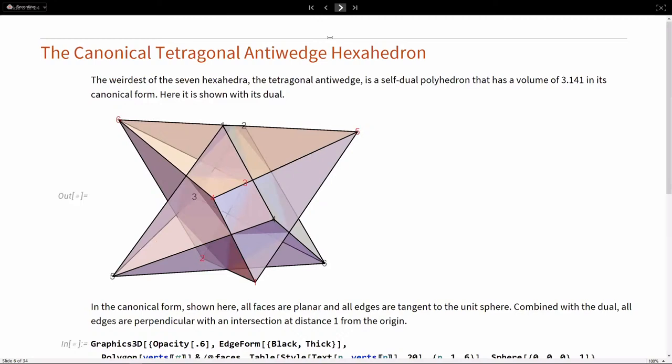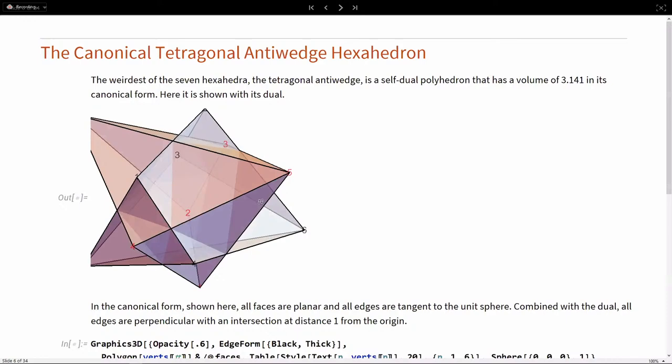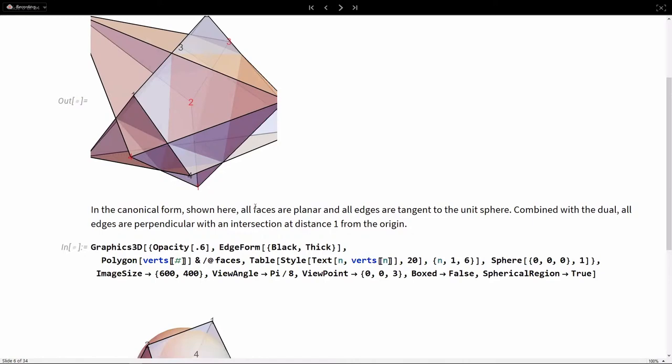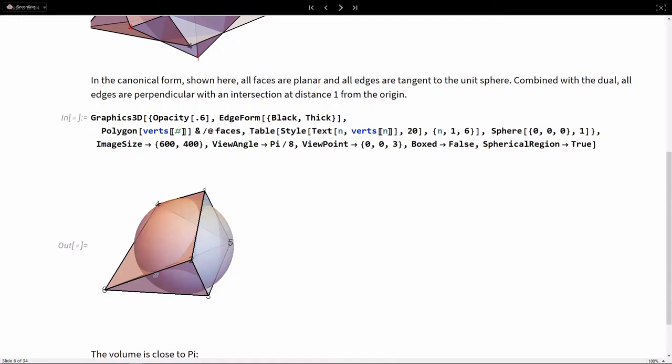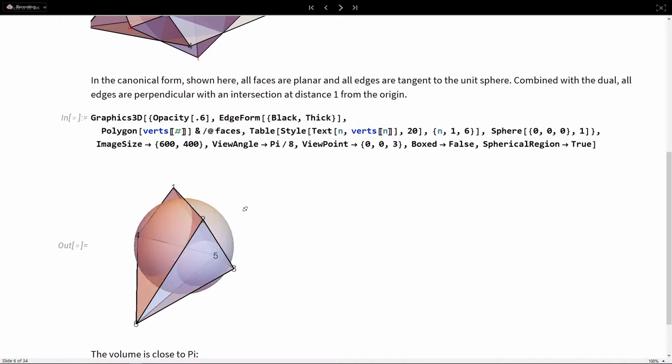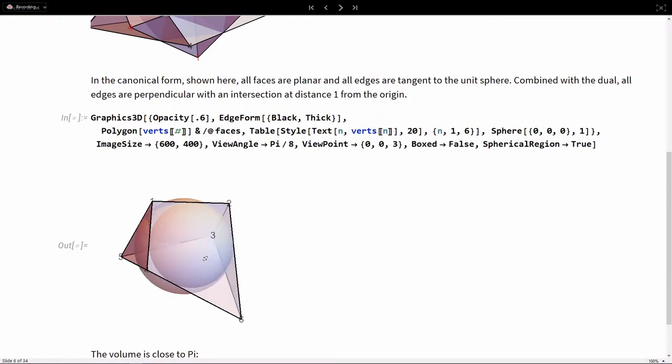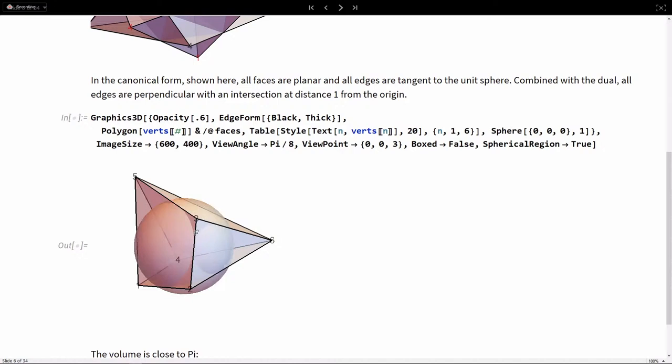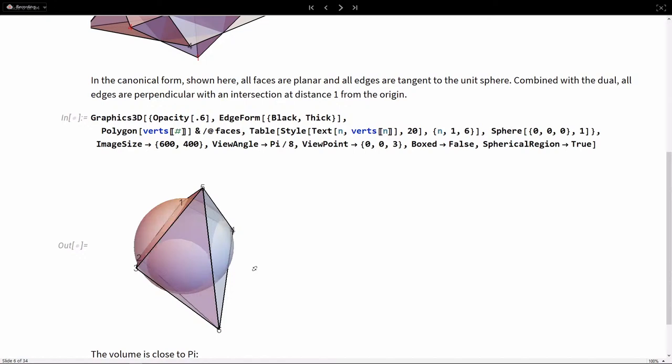There's other strange ways of getting pi. We can use the canonical tetragonal anti-wedge hexahedron, which is this object here. Here it's shown with its dual. And by canonical, basically that means the object is aligned so that for a unit sphere, the edges are all tangent to the sphere. It's like this. The sphere is tangent to each of the edges of the polyhedron.